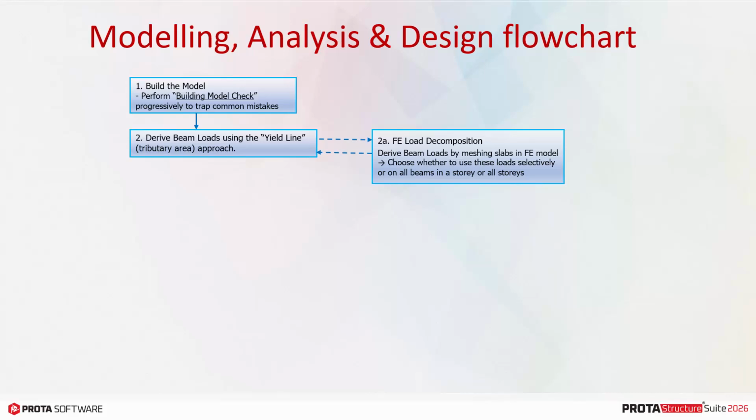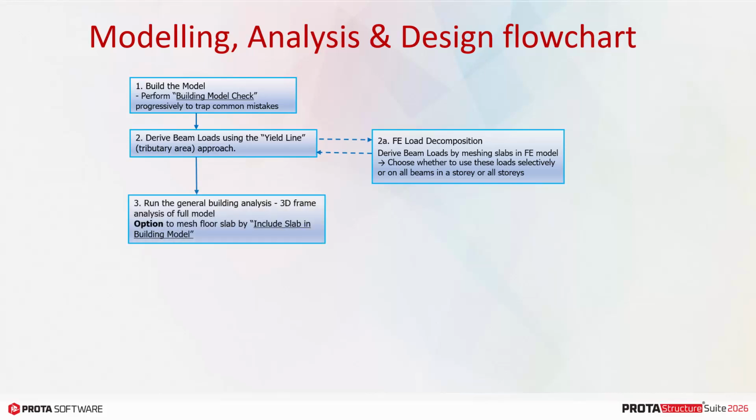This method derives the beam loads by meshing the slabs in the FE model. This method is able to capture the localized effect of slab openings and concentrated slab loads, such as slab line loads. You can then choose whether to use this method on selected or all beams in selected stories or for the whole model. The general building analysis can be run to generate the column, wall and beam design forces.